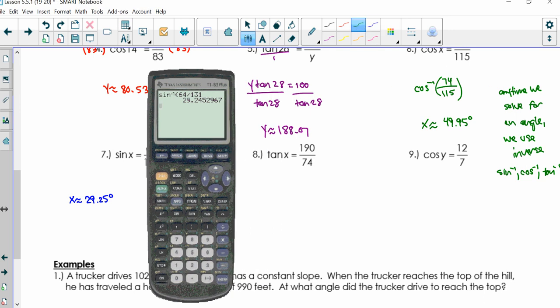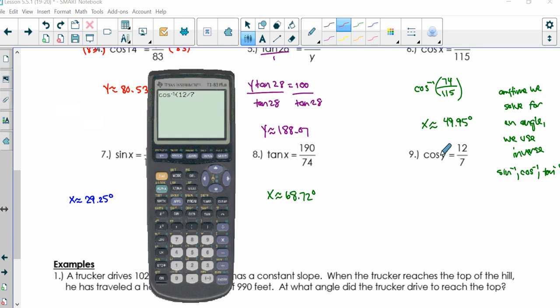Okay. I'm going to hit second, tangent of 190 divided by 74, and I get that x is about 68.72 degrees. And then over here, I'm going to put second cosine of 12 divided by 7. And notice that I get a domain error. And the error, if I hit go to, notice it's coming from that fraction.